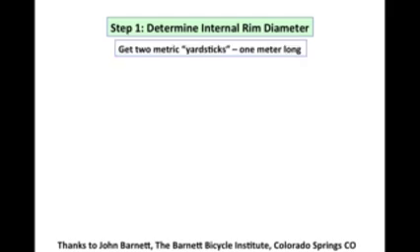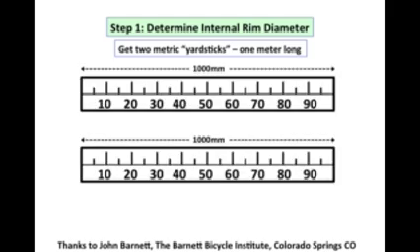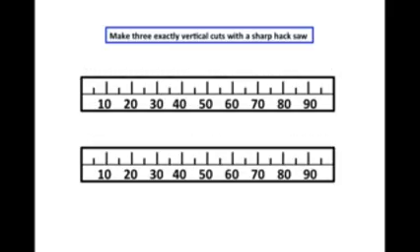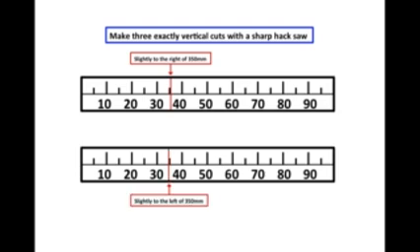What you do is you take 2 metric yardsticks, if I can use that term. Each of these is 1 meter long. Then we're going to make 3 vertical cuts with a sharp hacksaw. One is going to be right here, slightly to the right of the 350 millimeter mark. Then in the other yardstick, one cut slightly to the left of the 350 millimeter mark and one slightly to the right of the 700 millimeter mark.